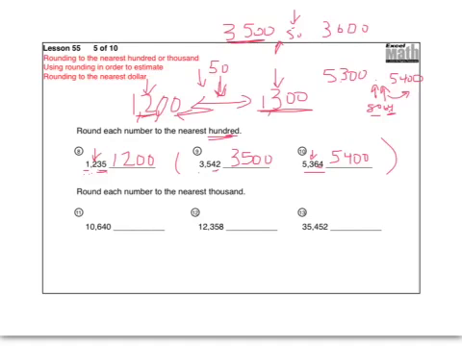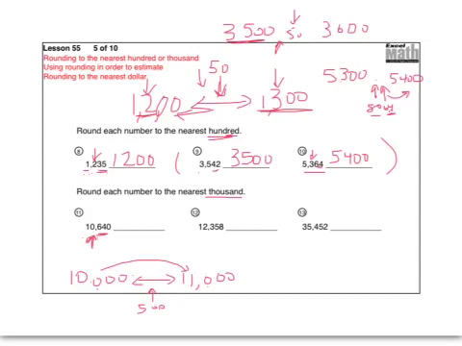All right, and then here we're going to round each number to the nearest 1,000. So we'll do this first one together. 10,640. Think about the thousands place. That's where the 0 actually is in this. So we have 10,000 as one number, and then the next number up is going to be 11,000, right? And right in between 10,000 and 11,000 is 10,500 this time.